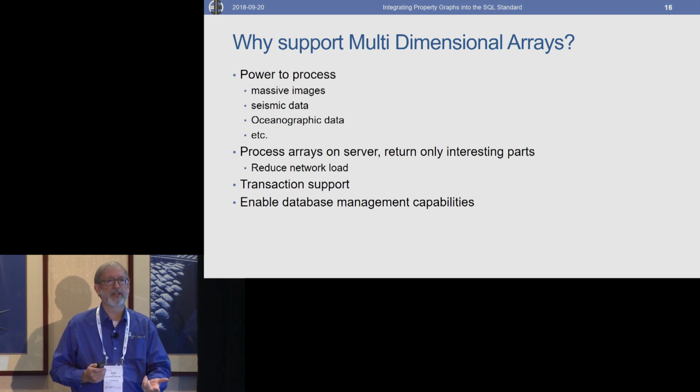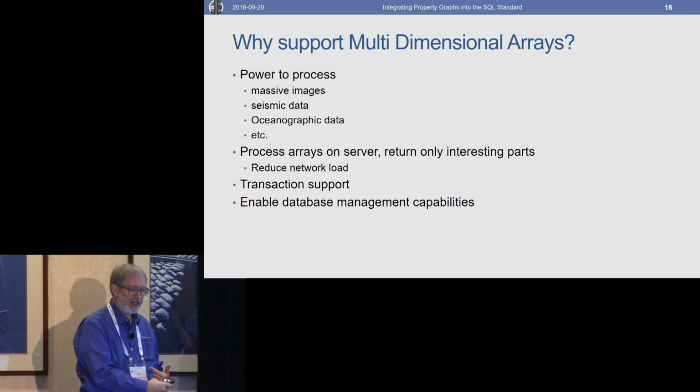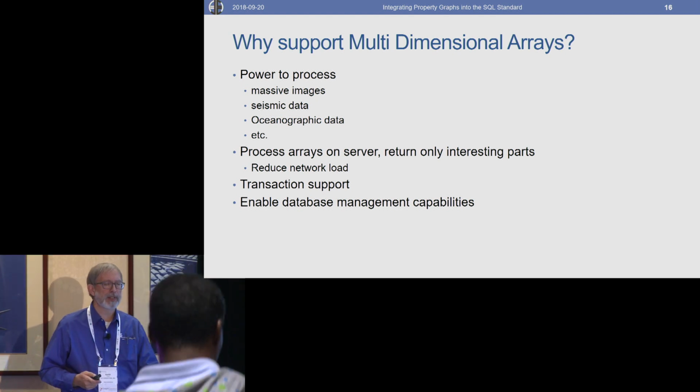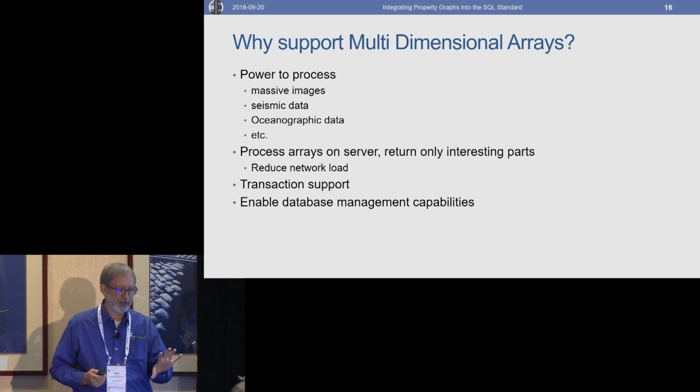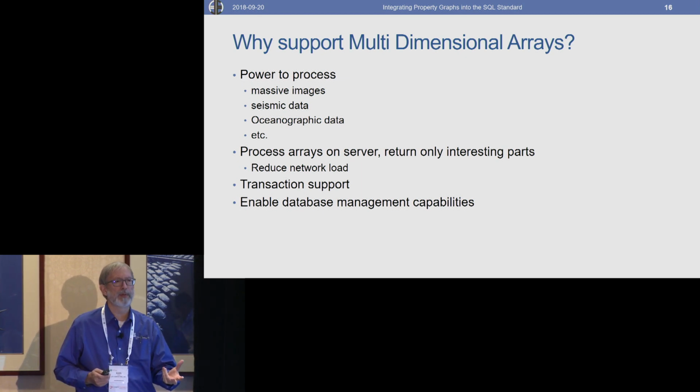Also, it gives transaction support. It used to be that storage space was a limitation. Storage is cheap enough that it's less and less a limitation. Memory is cheap enough that that's less and less a limitation. So if we can push these onto servers, add the transaction support, add all the database management capability, then there should be some real wins.